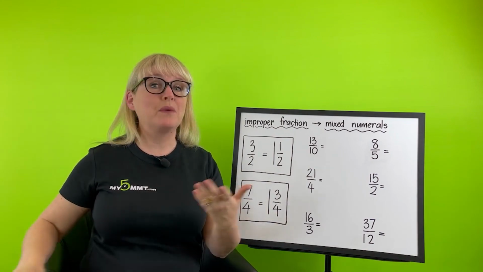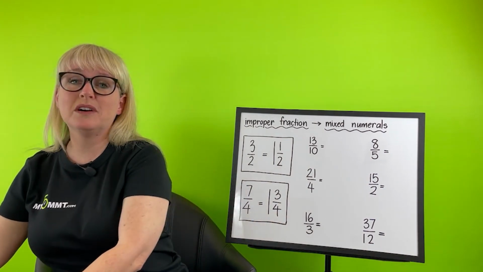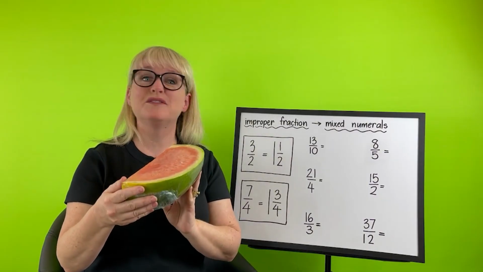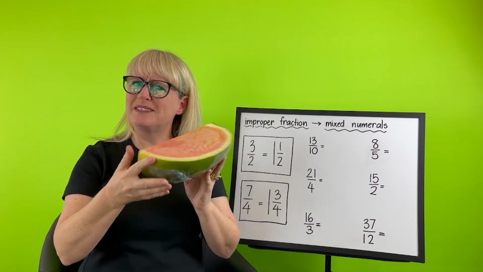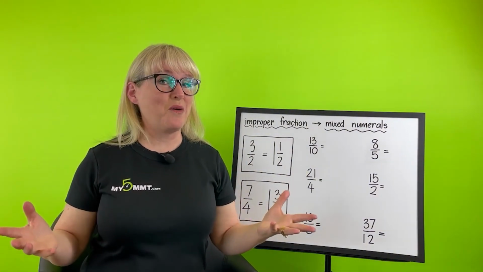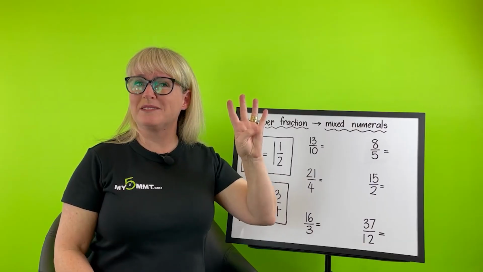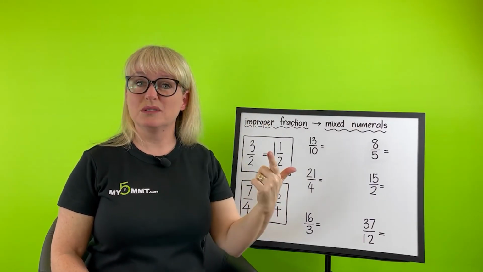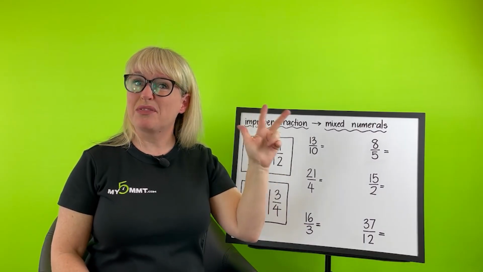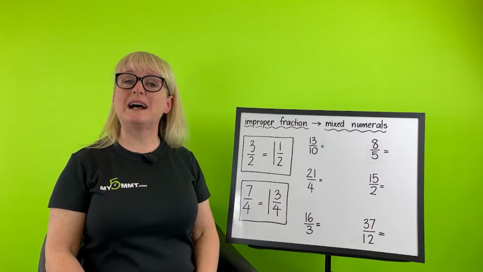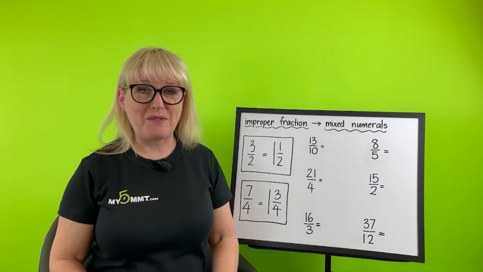And I can do that with other fraction sizes as well, like my watermelon that was cut into 4 equal pieces for quarters. Well, what happens if I had 7 quarters? That's a lot of quarters. I need 4 quarters to make one whole, but I still have 5 quarters, 6 quarters, 7 quarters. I have 3 quarters left over, and that's why my 7 quarters has become one whole and 3 quarters.